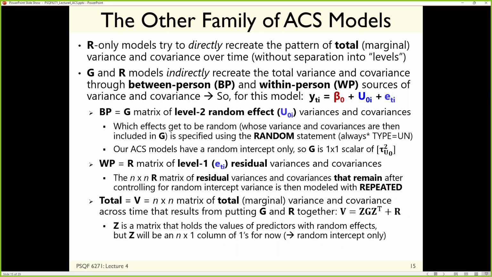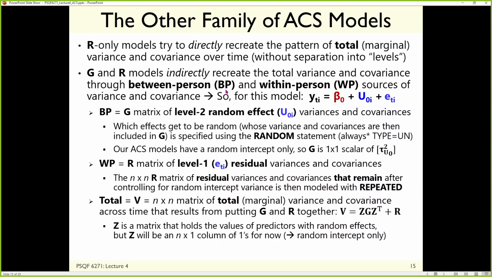The other side, I need to introduce you to some new terminology and ways of thinking about this. So R-only models try to directly recreate the total variance and covariance over time. The word for that we would use is marginal, and I think of that as like put back together again. Only the compound symmetry version does so by splitting it into between versus within. The others don't do that.